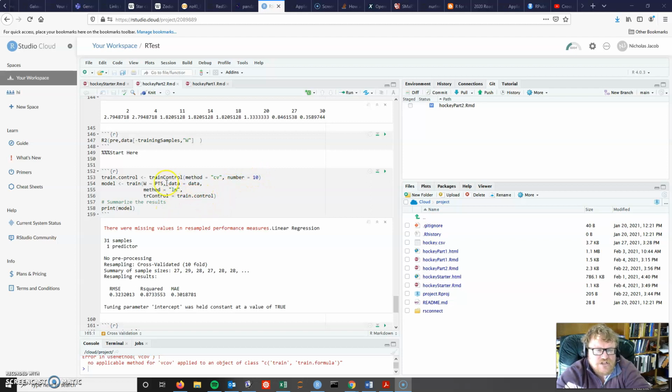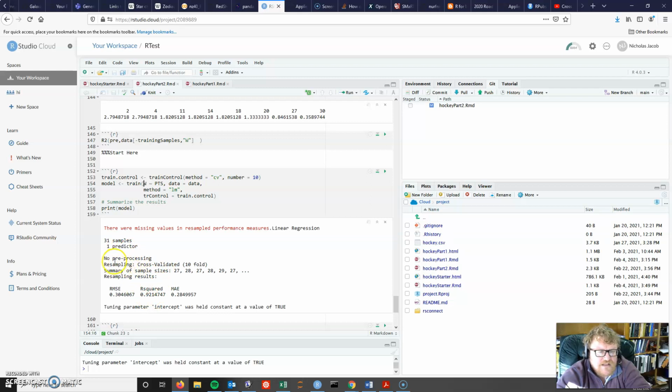I'd almost suggest you use this code. The only thing that would change is maybe this, since you're supposed to do a linear model, so probably leave everything else the same. If I run this, I've also asked it to print the model. I've done no pre-processing. I had 31 samples and one predictor. That's the R squared value.